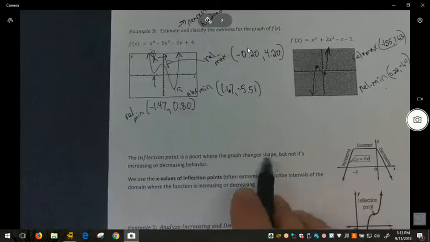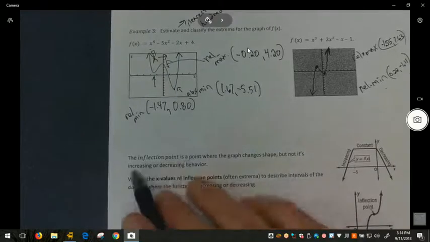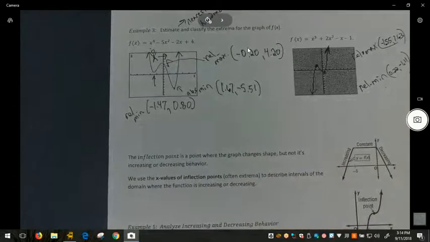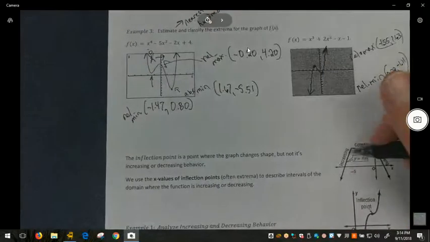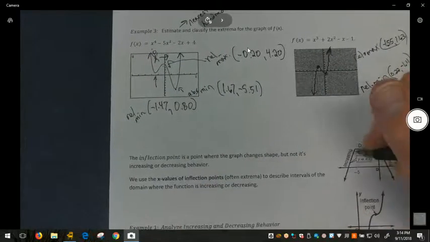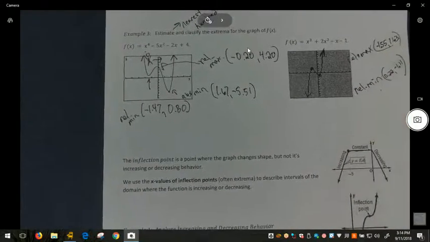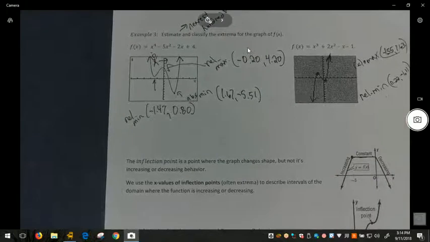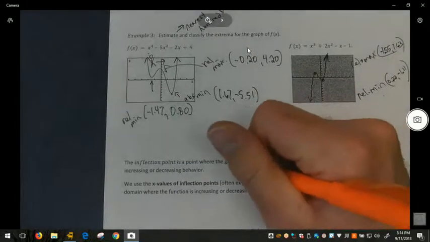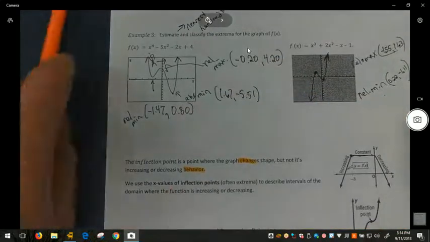where a point where the graph changes its behavior, but is not increasing or decreasing. I don't really like how that is worded. It does change whether it's increasing or decreasing, but not necessarily. Sometimes it could change its behavior and just be constant. So I don't like the word "changes shape." I would just say changes its behavior. An inflection point is where it changes its behavior.